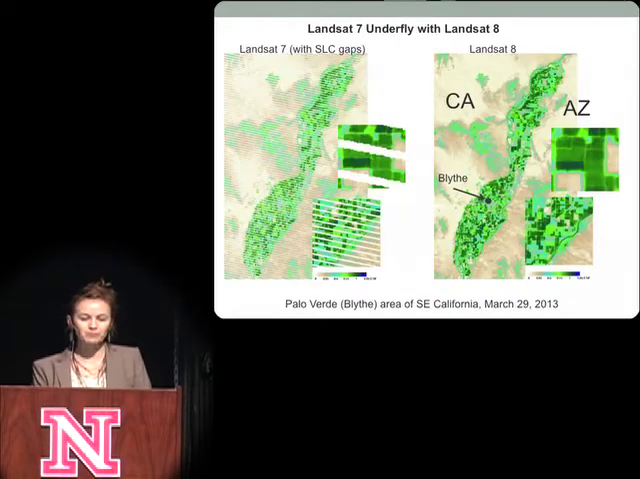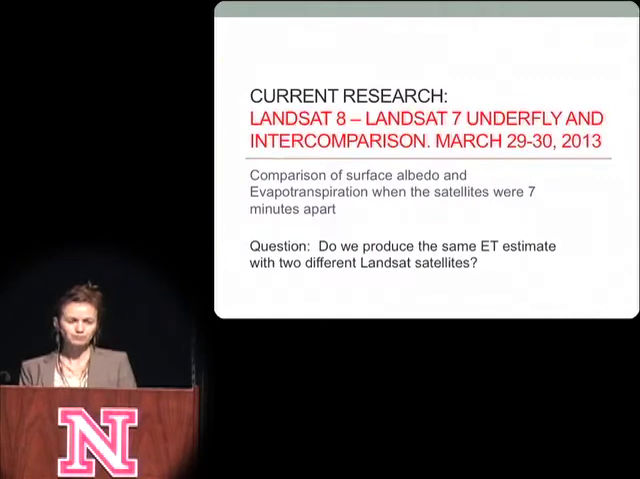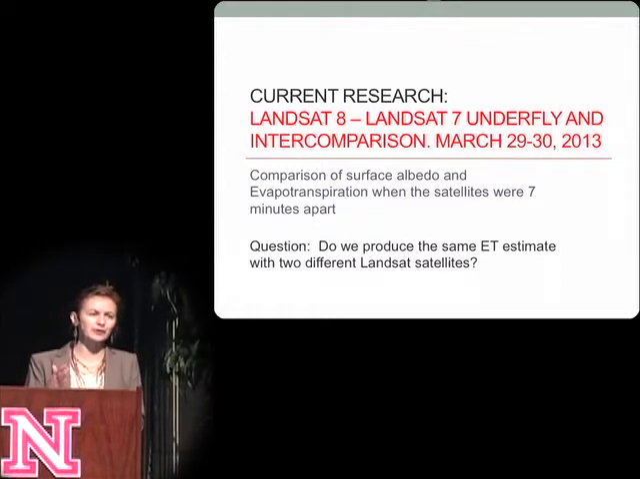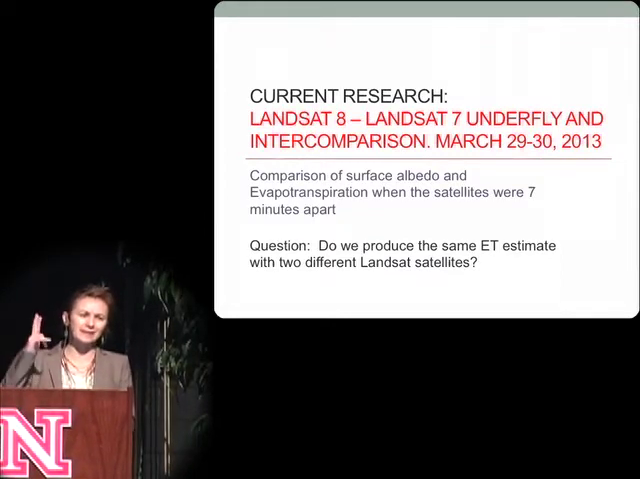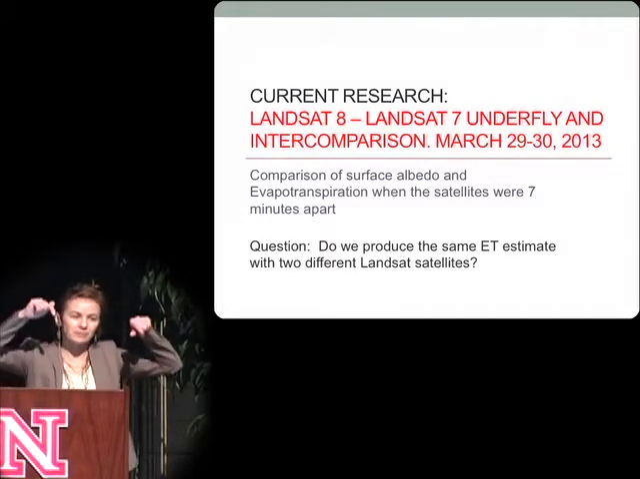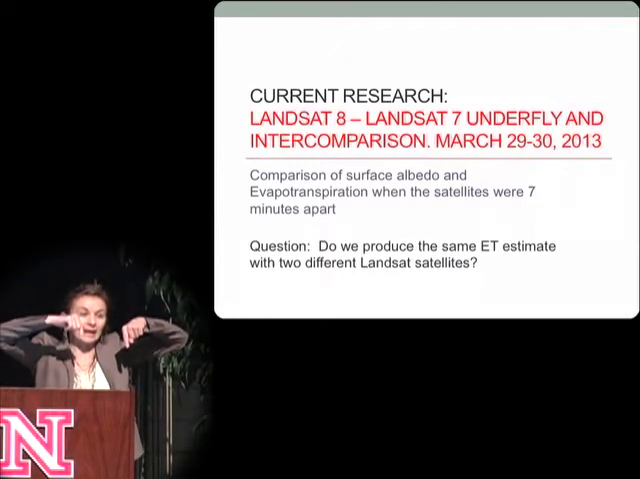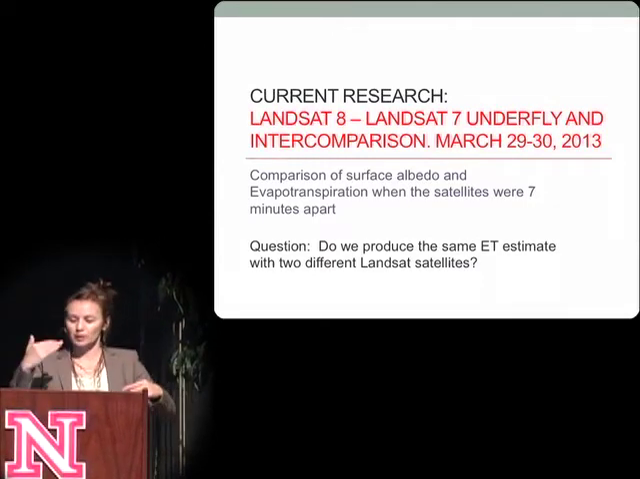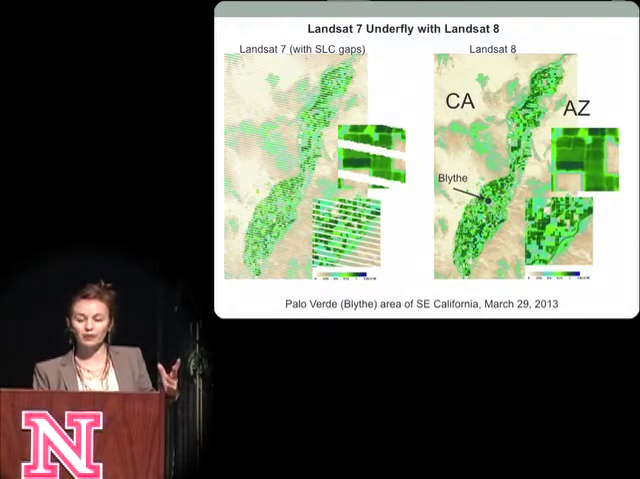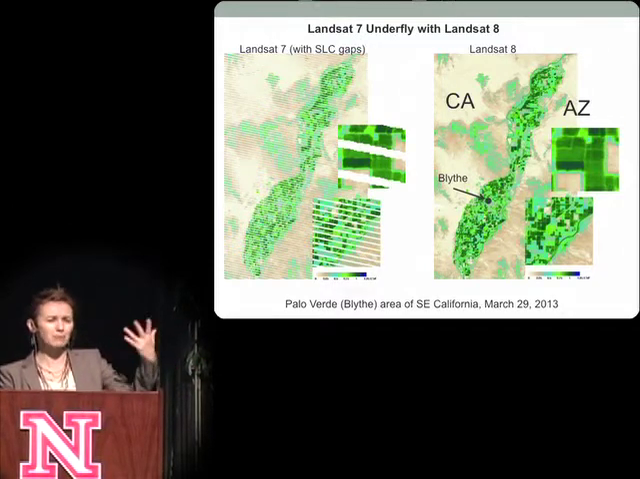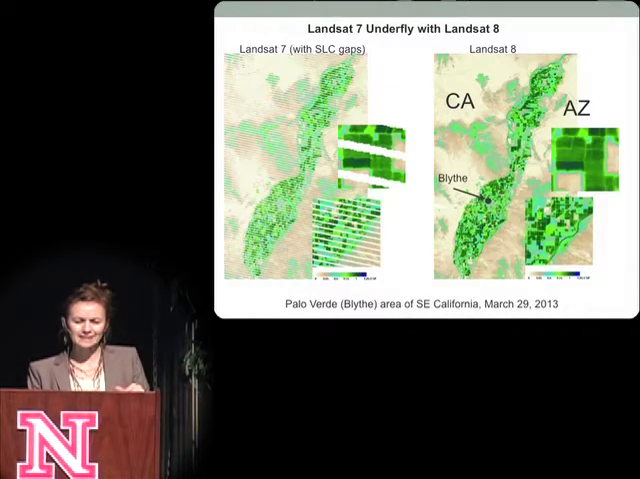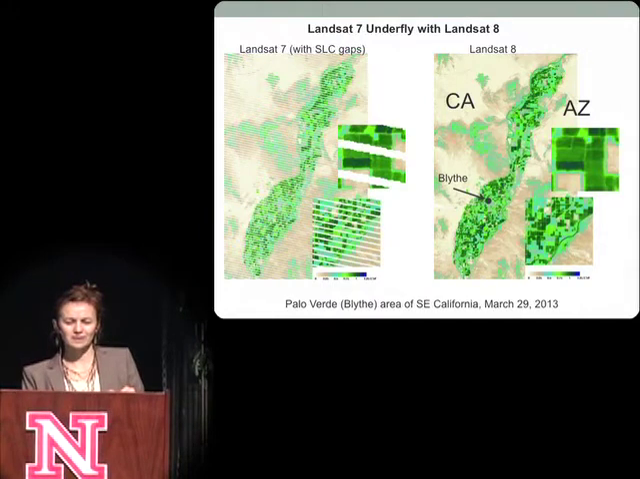And we look at the underfly date. When they launched Landsat 8 on February 11, 2013, there were 2 days when these satellites were orbiting only 7 minutes apart. So they're exactly seeing the same location, just 7 minutes apart. So we look at this underfly region for California, because that's where we can see the March greenness, the ET, and this is from Landsat 7.